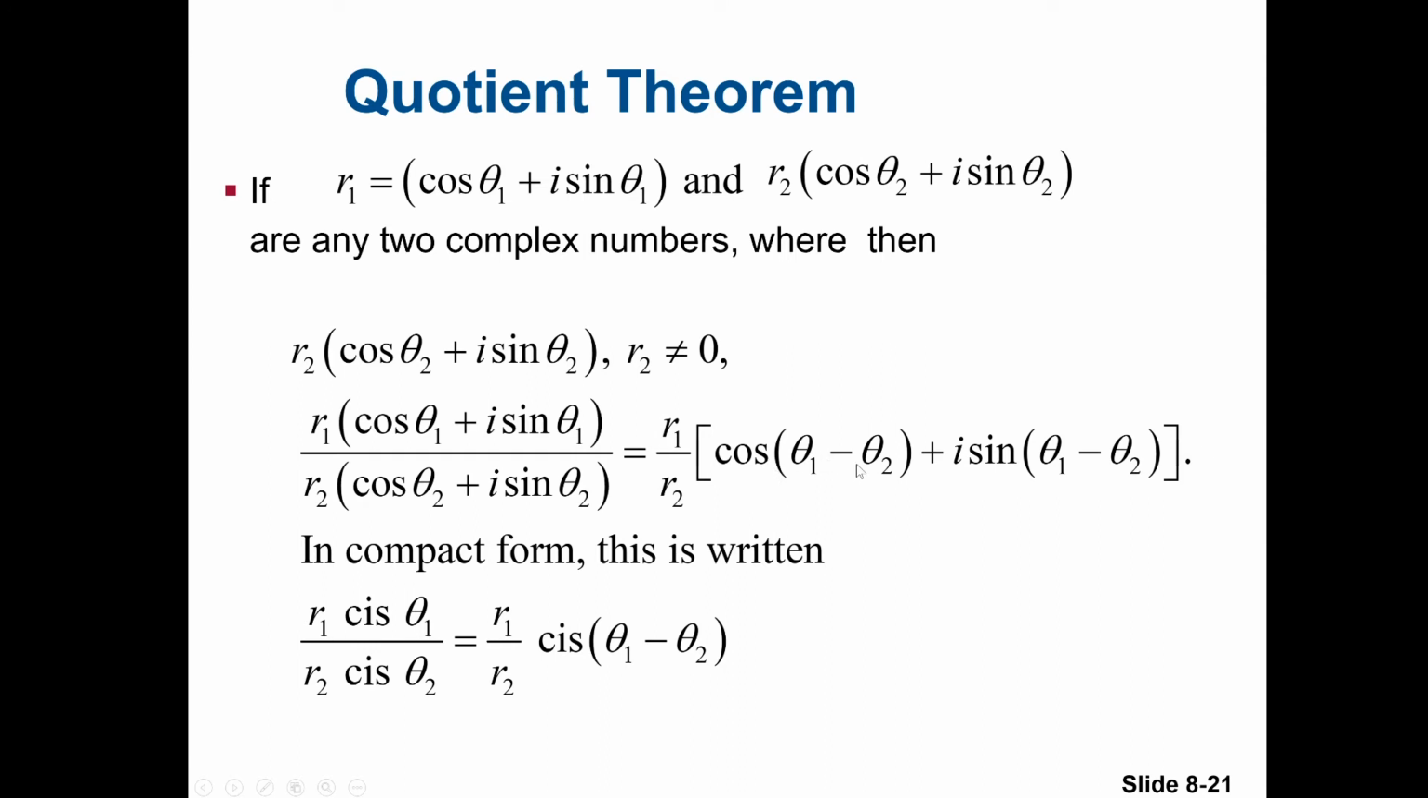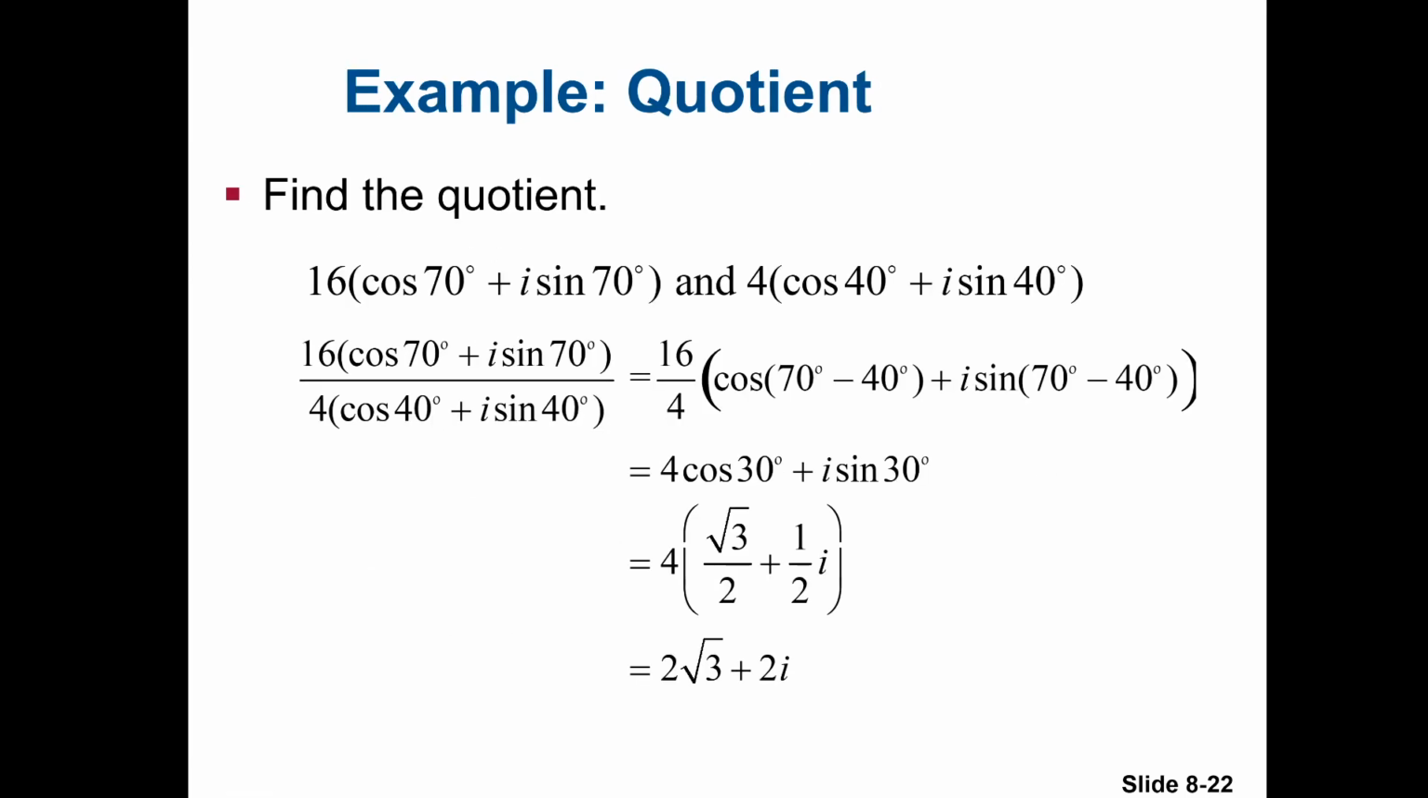So cosine of the quantity theta 1 minus theta 2, and then plus I sine of theta 1 minus theta 2. And this one can also be abbreviated into R1 over R2 times cis of theta 1 minus theta 2. So find the quotient. We have 16 times the quantity of cosine of 70 plus I sine of 70, and then 4 times the quantity of cosine of 40 plus I sine of 40.